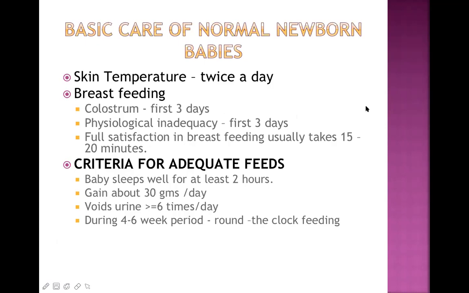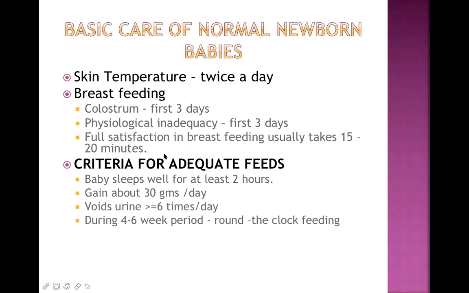Now, in the first 3 days, it looks like the baby is not getting enough milk. That is called physiological inadequacy, but we don't need to worry. Whatever milk the baby is getting, that's enough for the baby. You don't feed anything from outside. Full satisfaction in breastfeeding usually takes 15 to 20 minutes.